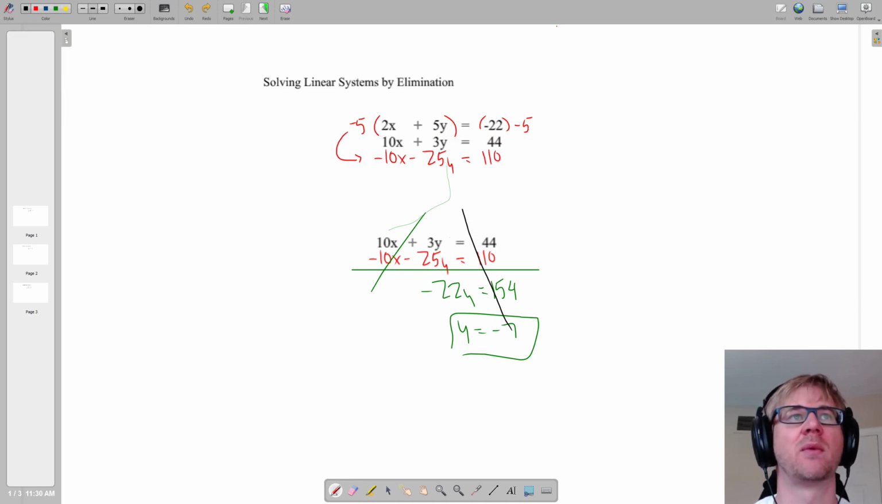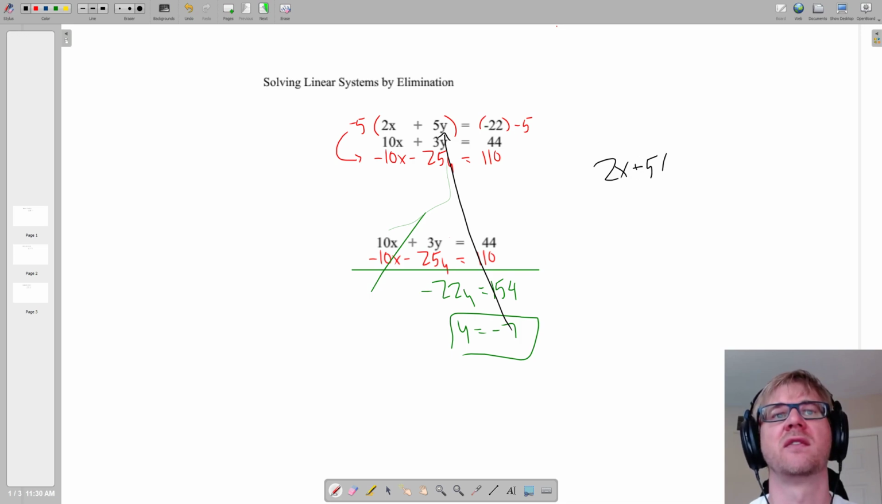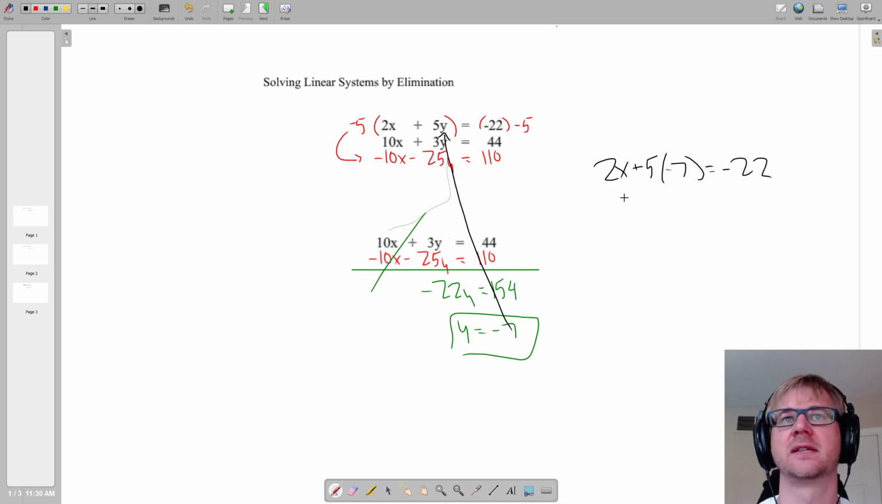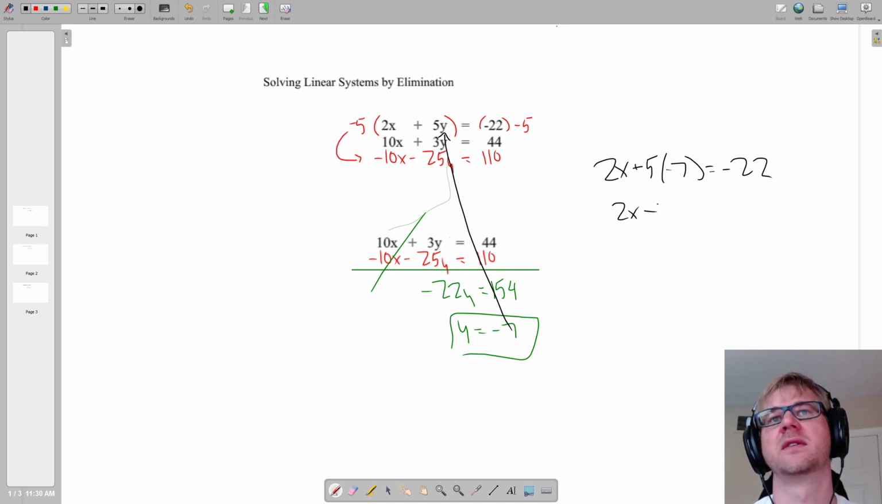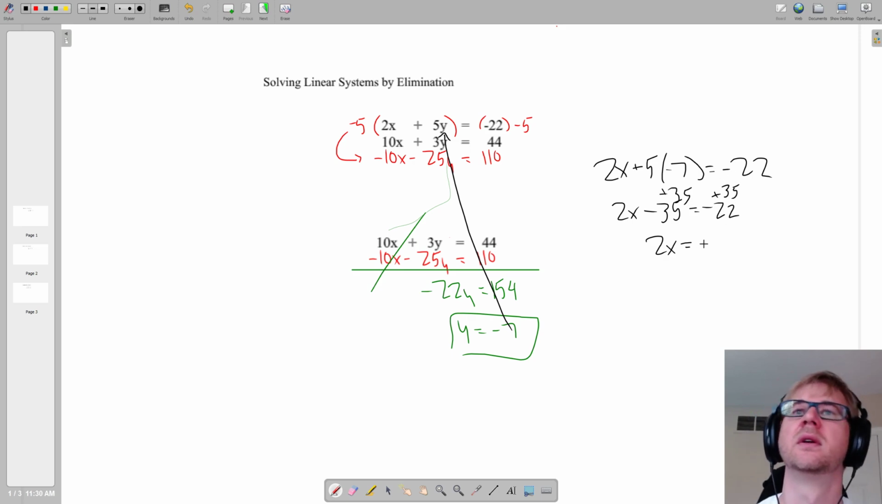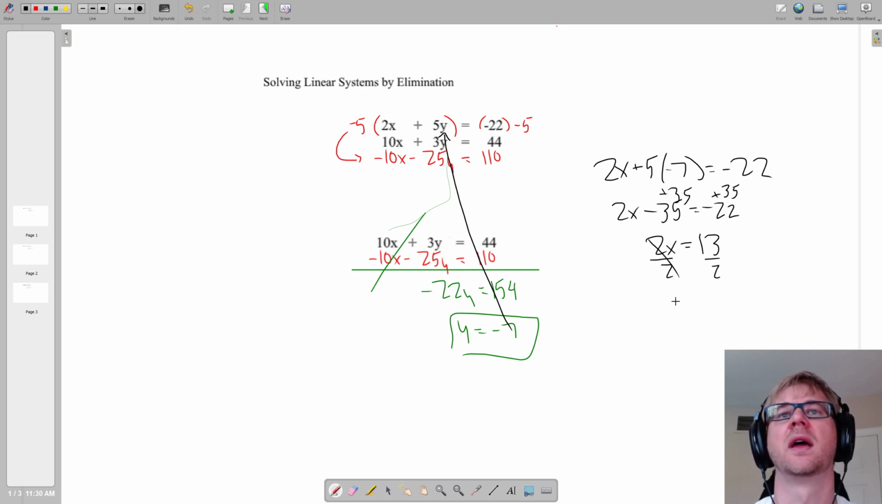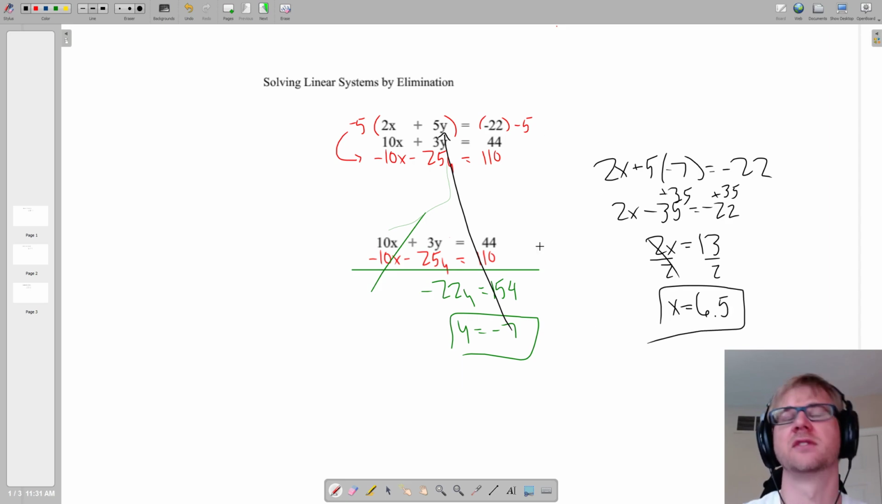I'm going to take that y value and plug it right there into the original equation. So 2x plus 5 times y, which is now negative 7, equals negative 22. Solve this. 2x, 5 times 7 is 35. Add 35 to both sides. 35 minus 22 is 13. Divide by 2. x is 13 over 2, which is 6.5. Okay, so x is 6.5, y is negative 7. Maybe.